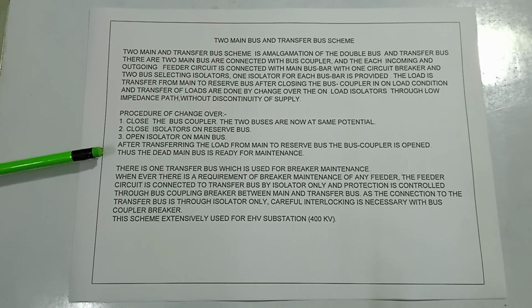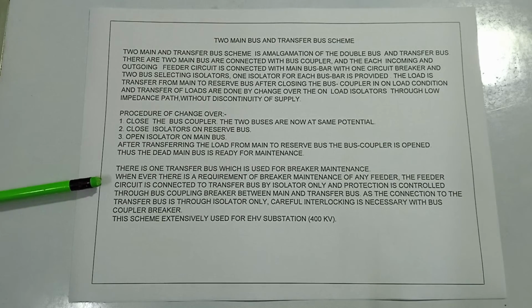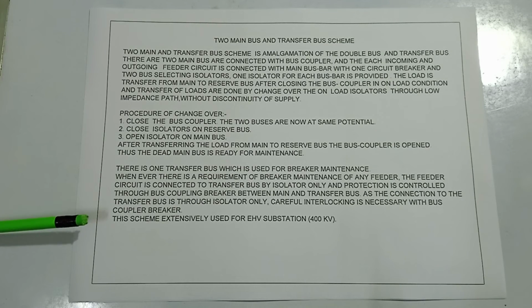Thus, the dead main bus is ready for maintenance. There is also one transfer bus which is used for breaker maintenance. Whenever there is a requirement of breaker maintenance of any feeder, the feeder circuit is connected to the transfer bus by isolator only, and protection is controlled through the bus coupling breaker between main and transfer bus. As the connection to the transfer bus is through isolator only, careful interlocking is necessary with the bus coupler breaker. This scheme is extensively used for extra high voltage substations of 400 kV.